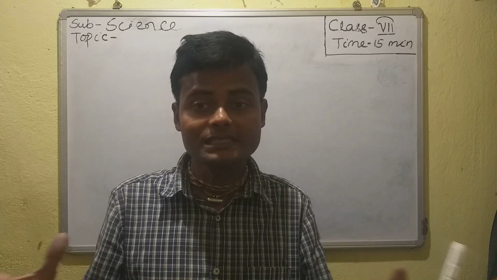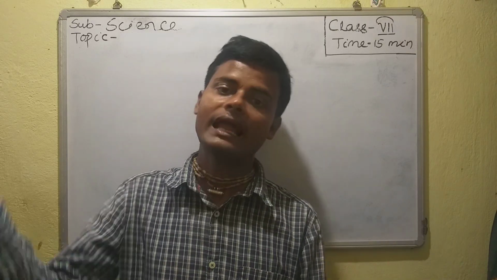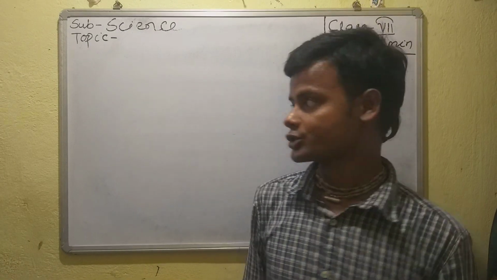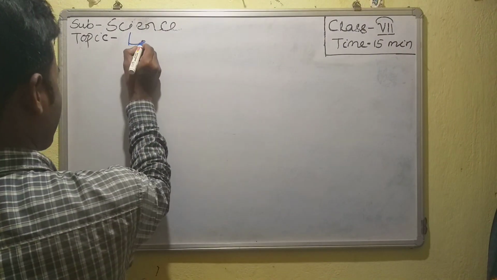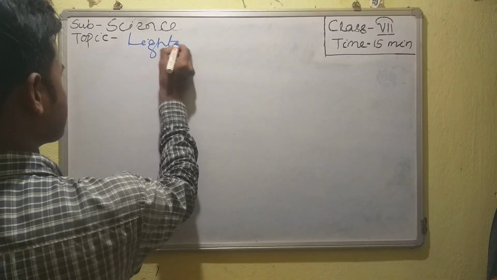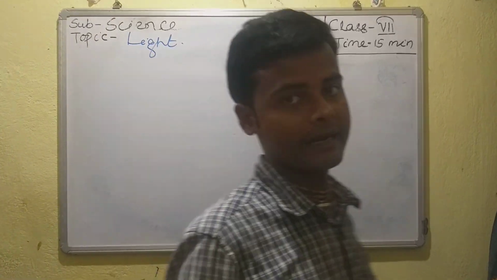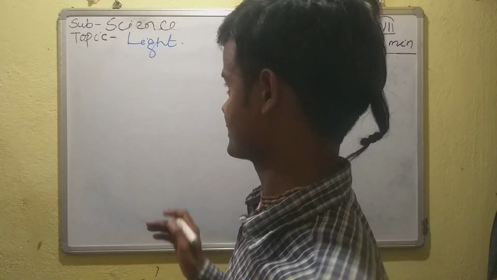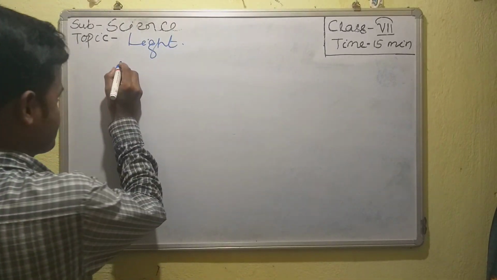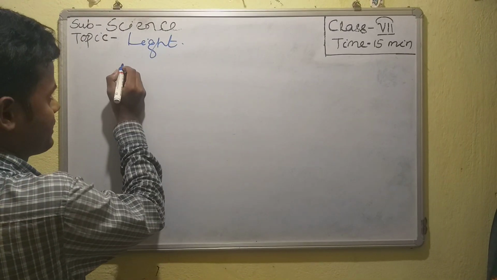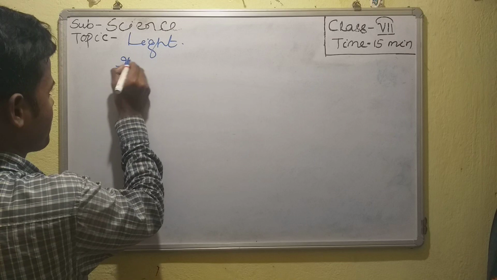Students, how can we see objects, any objects? When light falls on it, right? So today we are going to study about light. So what is light? The definition of light is that it is a form of energy, right? It is a form of energy.